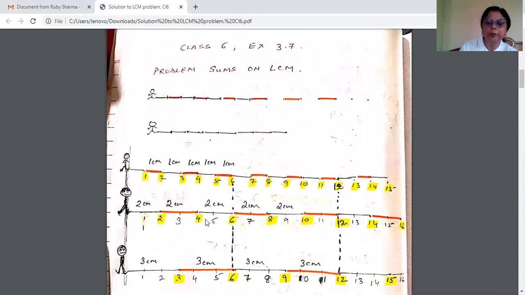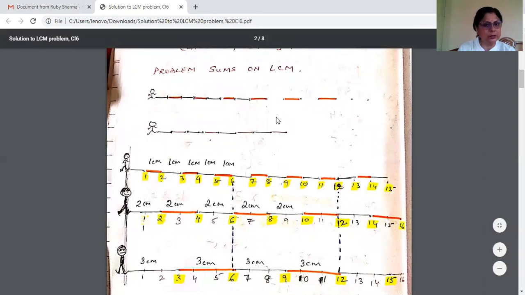Now see this. Suppose these are two persons who are moving in different steps. The steps measure differently. Now you have to find out at what point their steps will cover equal distance. Suppose these are three children. This one takes baby steps of 1 centimeter. He takes only 1 centimeter at a time, so he will be going one step at a time.